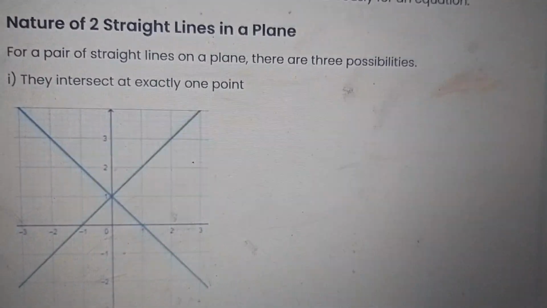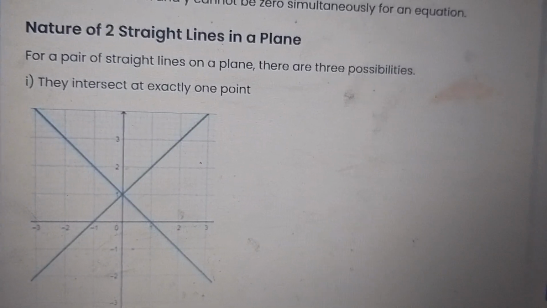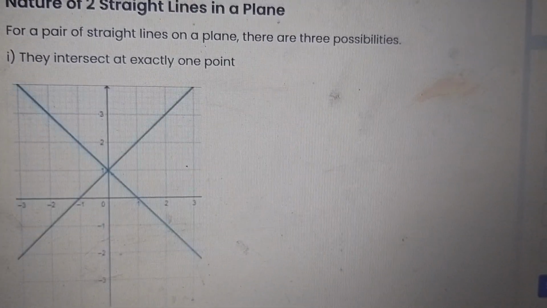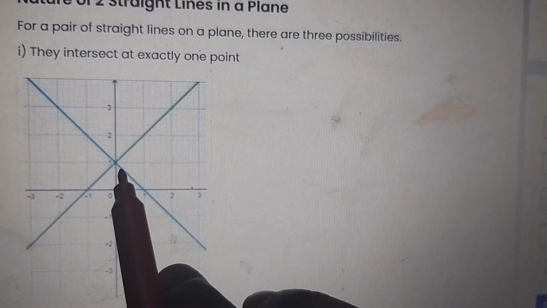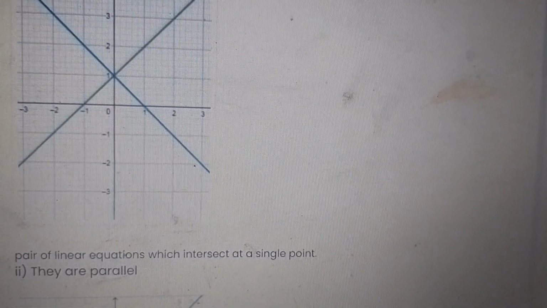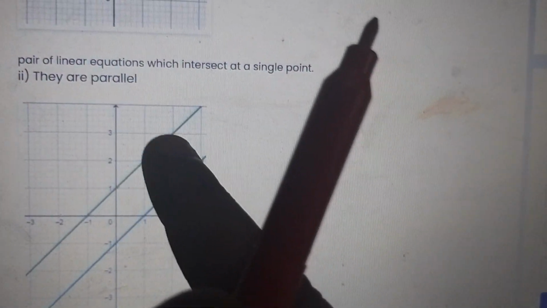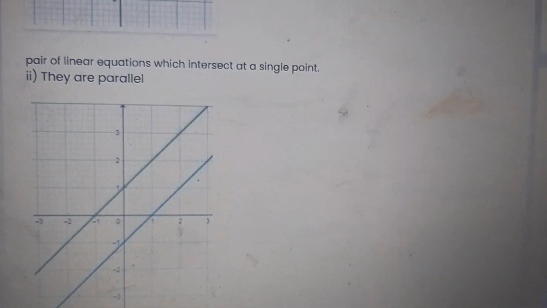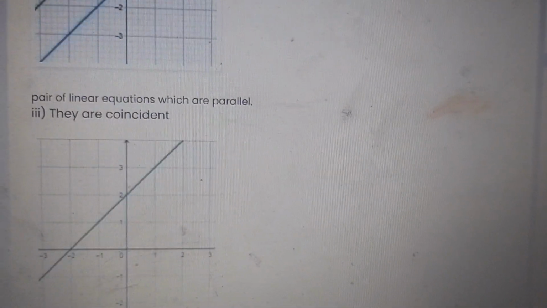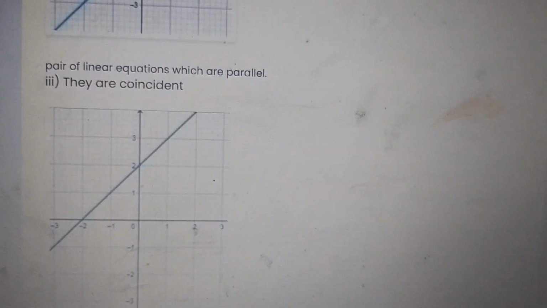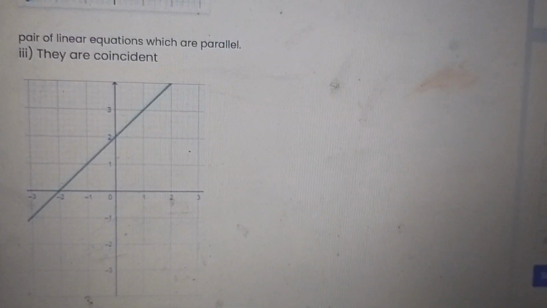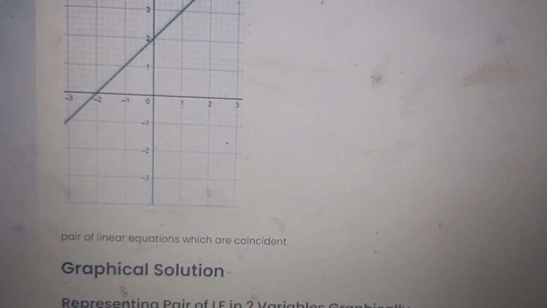Here, pair of straight lines on a plane. There are three possibilities. They intersect at exactly one point like this. Okay, intersection. So the pair of linear equations intersect at a single point, or they are parallel, which means they don't intersect, then they are said to be parallel lines. And another possibility is that they are coincident. Okay, the coincident lines.